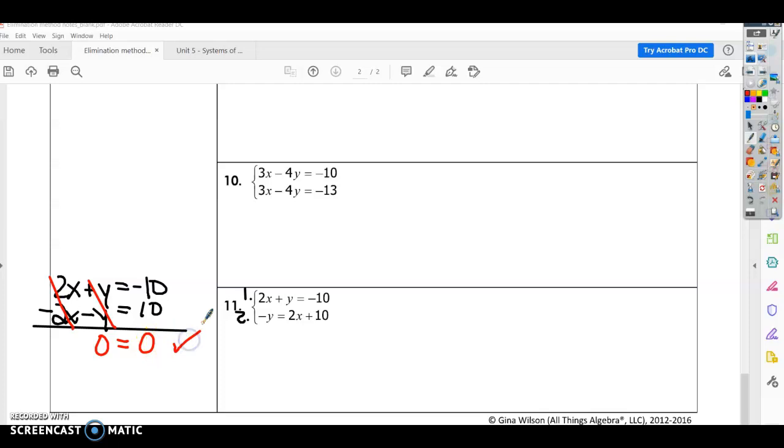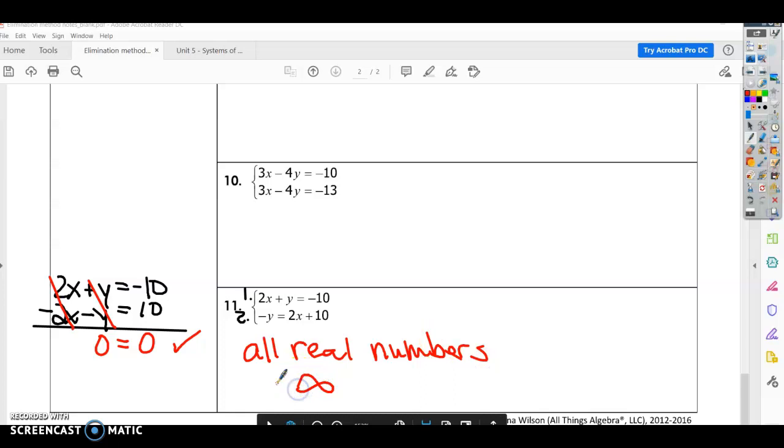This is a true statement. So when you get a number equal to itself, that's a true statement, and that means your answer is all real numbers. We also see the infinity sign used sometimes for this. So there's examples of elimination, and I hope this helps.